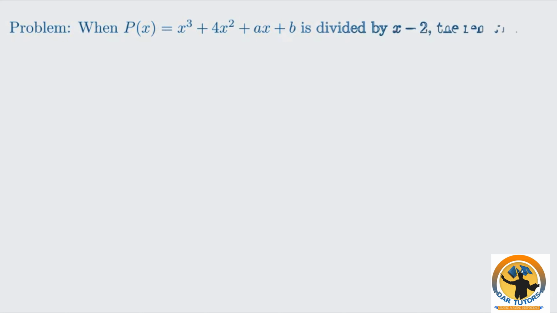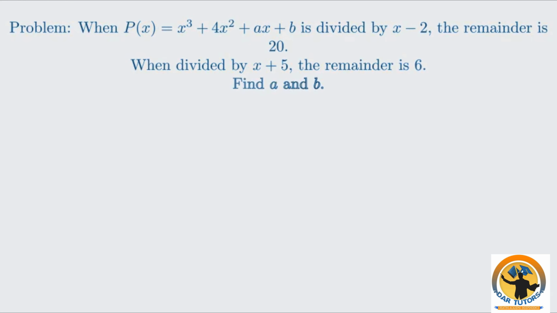Let's tackle a more complex problem that involves finding unknown coefficients. This is a common type of question in IB exams. Consider the polynomial p of x equals x cubed plus 4x squared plus ax plus b. We are given two conditions. When p of x is divided by x minus 2, the remainder is 20, and when it's divided by x plus 5, the remainder is 6. Our goal is to find the values of the constants a and b.